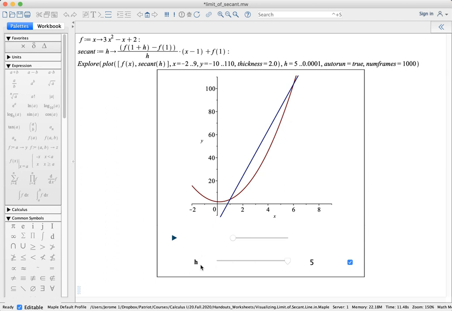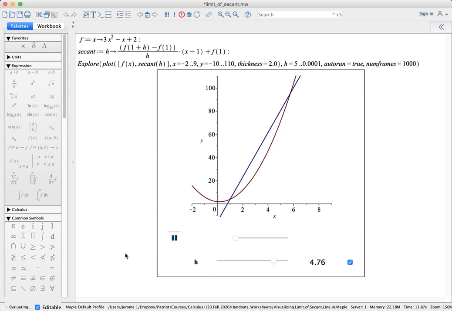Now at the bottom here, there is a slider that represents h. I remember in our alternative definition, we said that h approaches 0. So that's what this is going to simulate. So I'm starting out with an h value of 5. And then when I hit play, let's take a look at what happens.